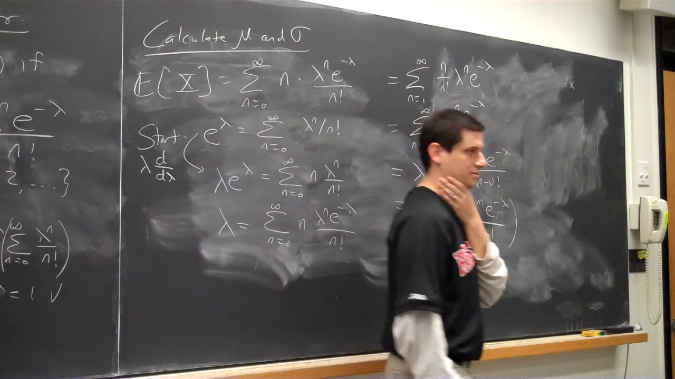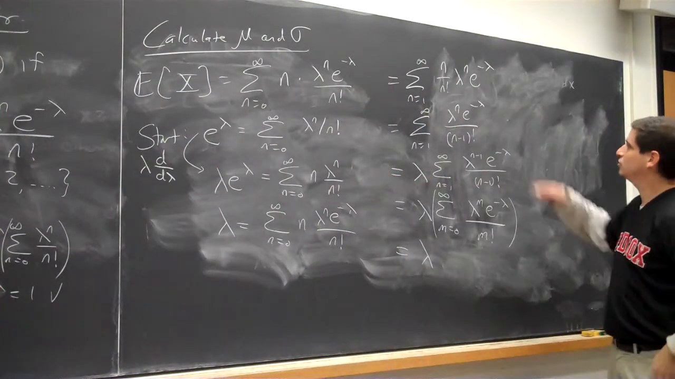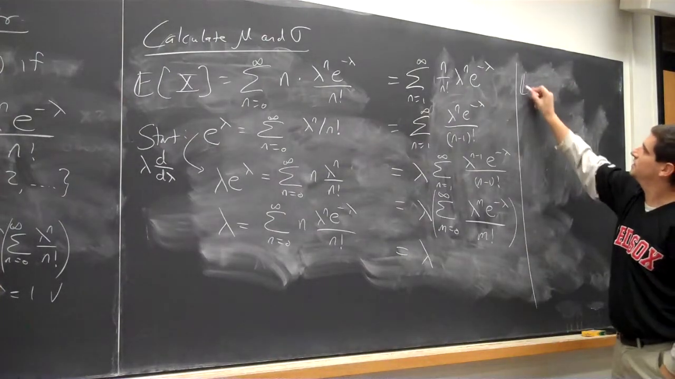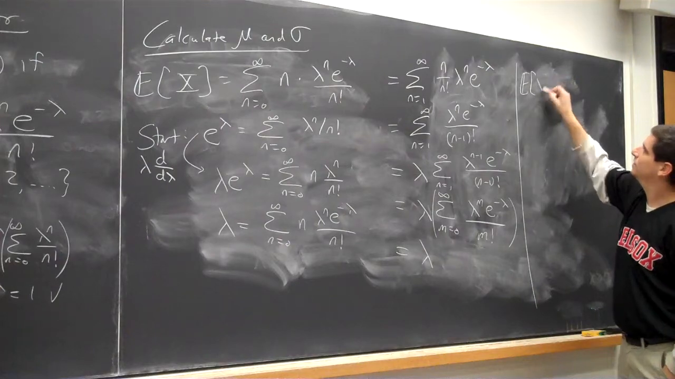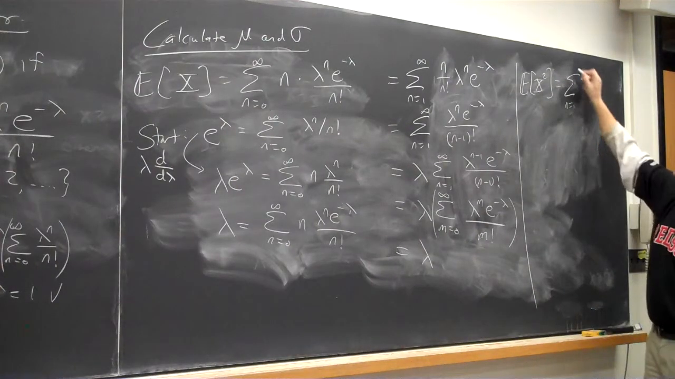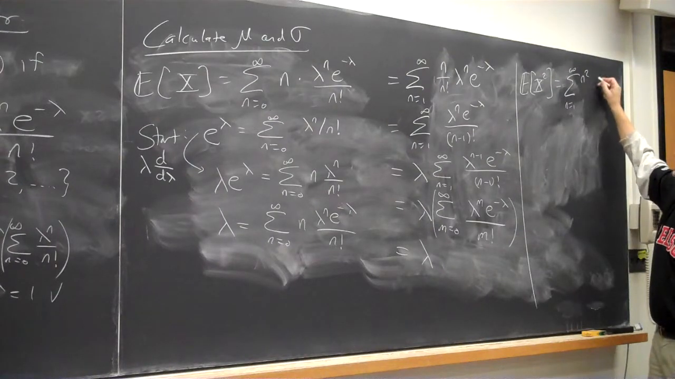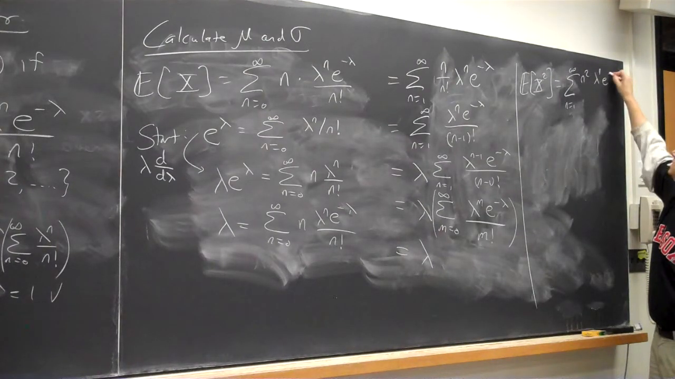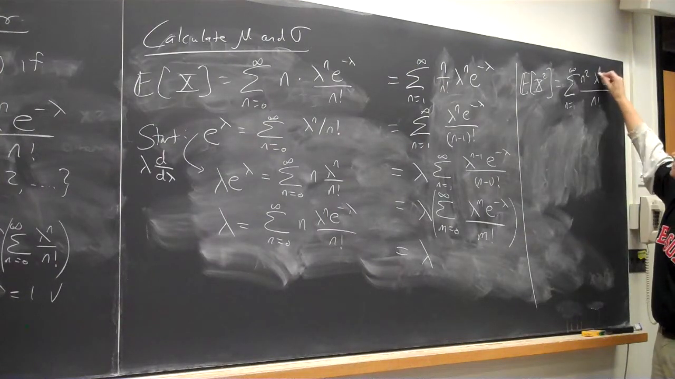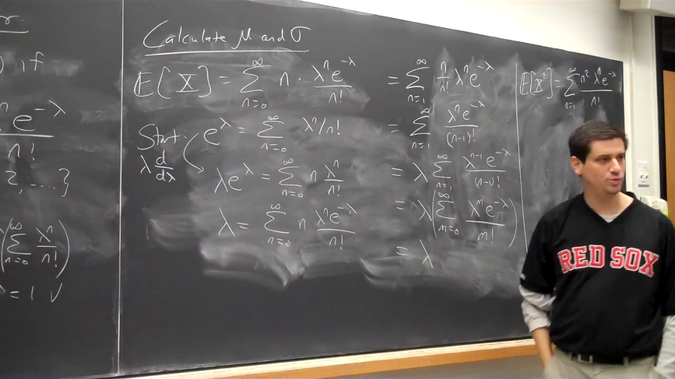It can be done. Okay? So I will show you how to do the algebra part. The expected value of x squared is going to be the sum, n goes from 1 to infinity, of n squared, lambda to the n, e to the minus lambda, over n factorial. I'm going to just sketch what you would do.